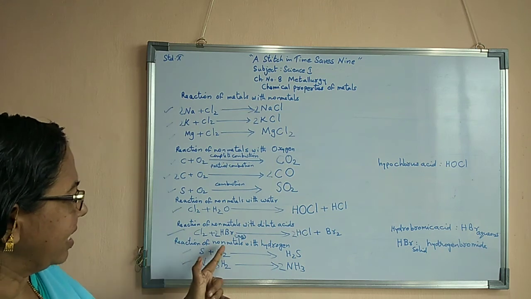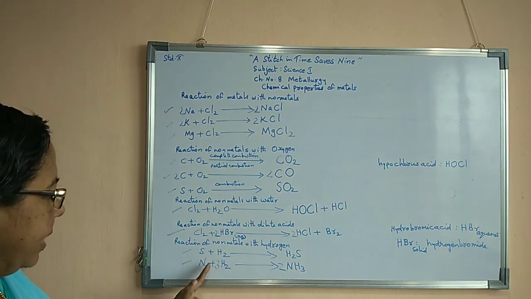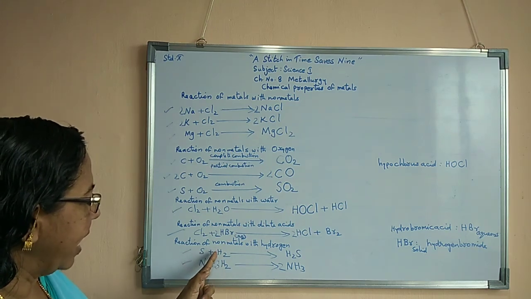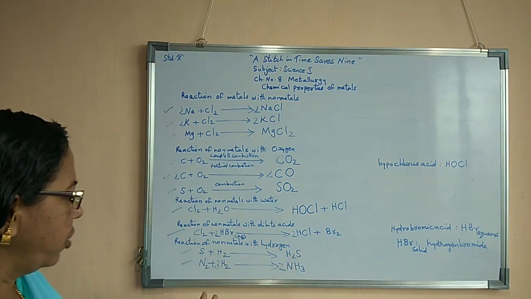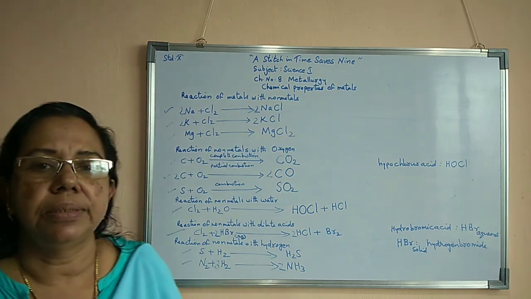Now here reaction of non-metal with hydrogen. So sulfur with hydrogen, nitrogen with hydrogen. When sulfur reacted with hydrogen, hydrogen sulfide formed. When nitrogen reacted with hydrogen, ammonia formed.